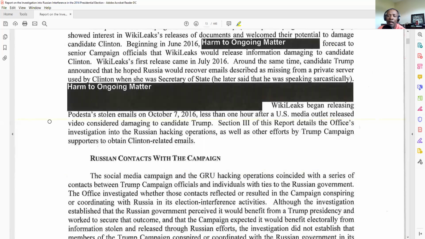Around the same time, candidate Trump announced that he hoped Russia would recover the emails described as missing from a private server used by Clinton when she was Secretary of State. He later said that he was speaking sarcastically.